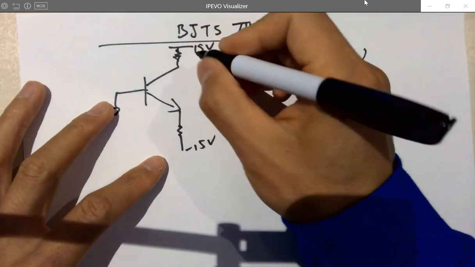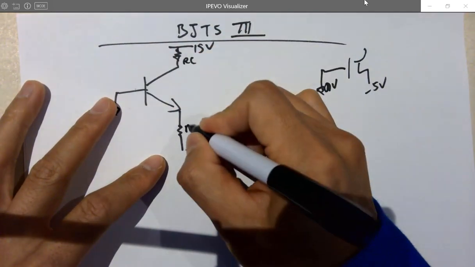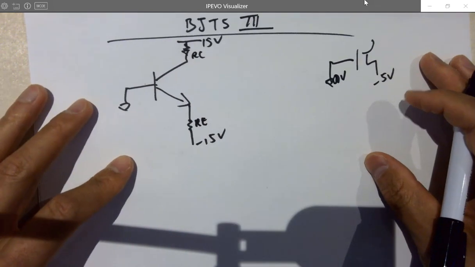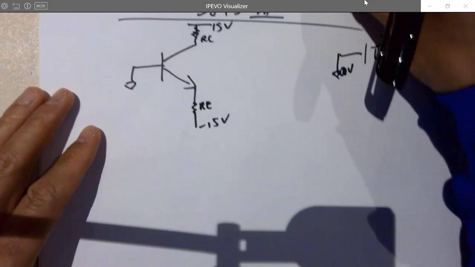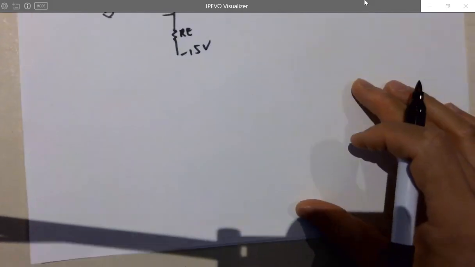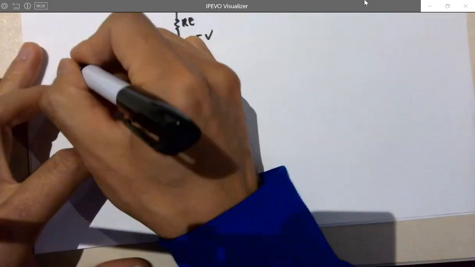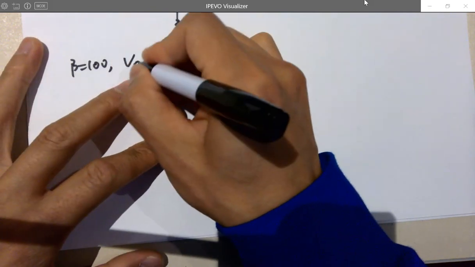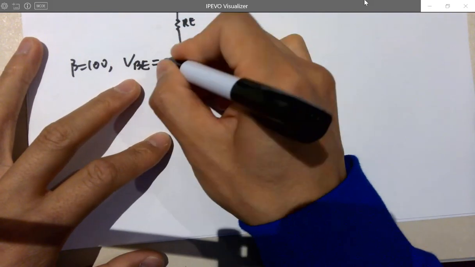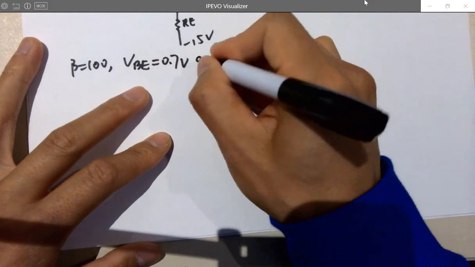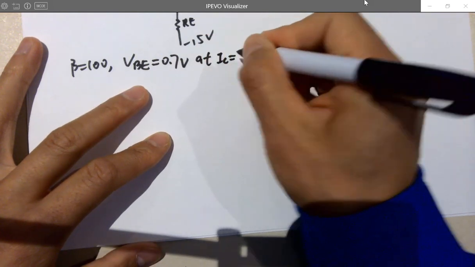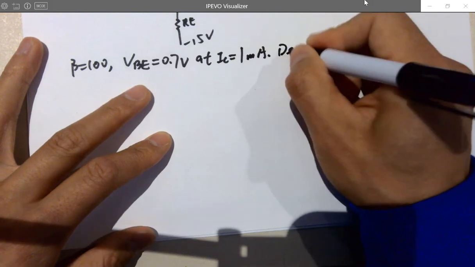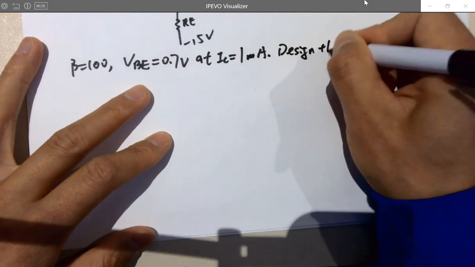This is RC. This is RE. So the example here is beta is 100, VBE is 0.7 volts at IC equals 1 milliamp. So design the circuit.